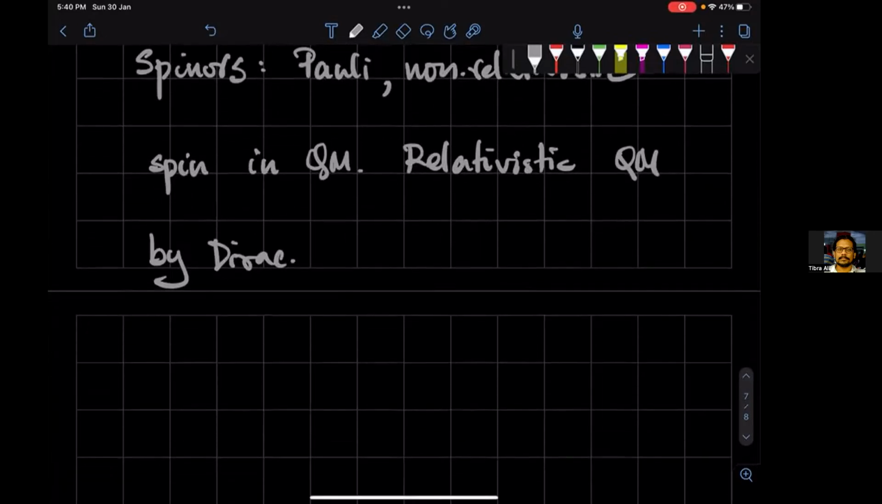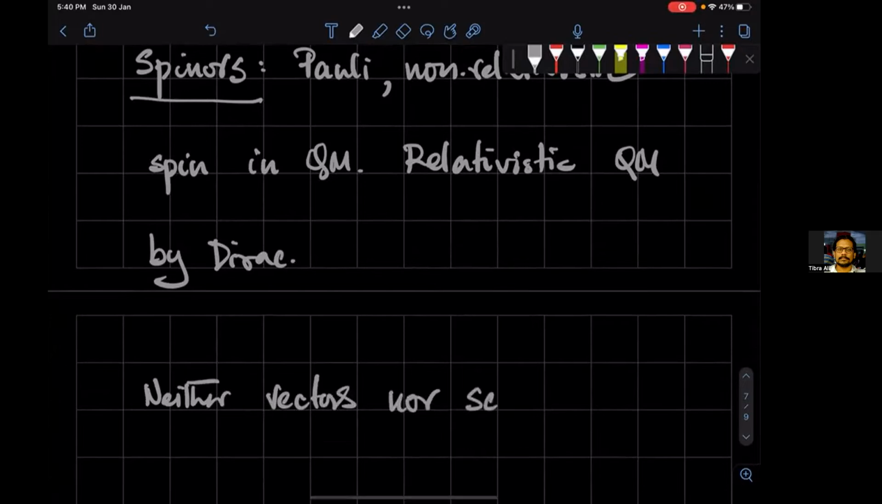But spinors are interesting because they're neither vectors, nor are they scalars or tensors, okay? And you cannot make a spinor out of a vector or a tensor in any possible way. However, the other way is possible. Spinors can give rise to vectors and tensors.